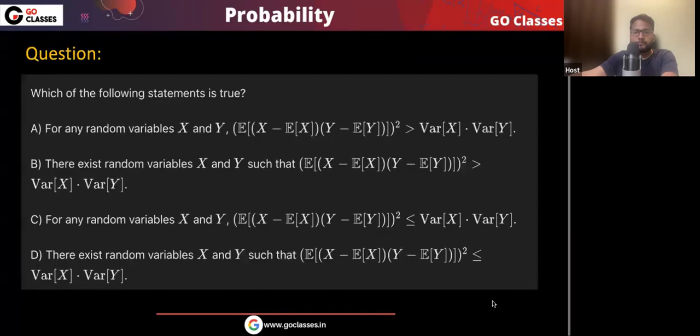Okay. Now let's see this question. Which of the following is true, right? For any random variables x and y, the expectation of x minus E(x) into y minus E(y). Have you seen this quantity somewhere? What is this quantity?